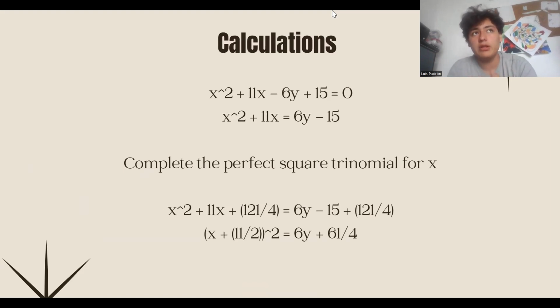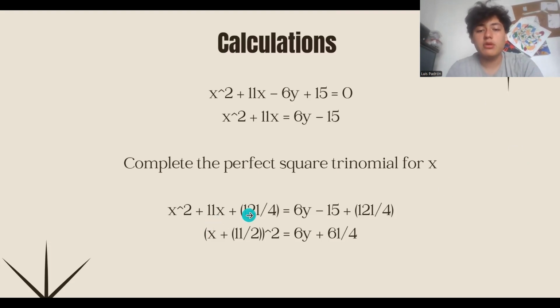We have to find a value that's half of the coefficient of x, and that's 11. 11 divided by 2, 11 halves. Squared, it's 121 over 4. But since it's added on one side, we also have to add it on the other side. So 121 over 4 is added on the other side too, and we have to simplify it. So minus 15 plus 121 over 4 equals 61 over 4.